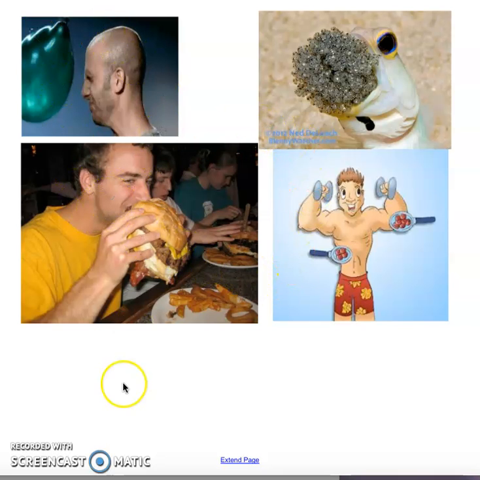All right, so here I have some pictures showing some characteristics of life. Let's see if we can identify them. So the man just about to get hit with a balloon. That would be an external stimuli or response to stimuli. The fish with the eggs in its mouth. Reproduction, this is a form of parental care.